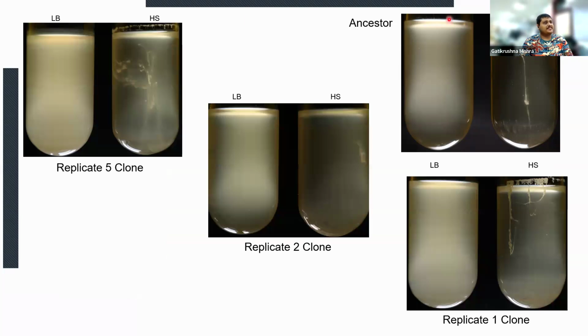So this is how the ancestor looks in low salinity and in high salinity, and this is how different clones and different replicates look in high salinity and low salinity. And as you can see, the bacteria has gained the ability to make more intricate network-like structures, more intricate threads. Sorry, there's some issue in how I speak.